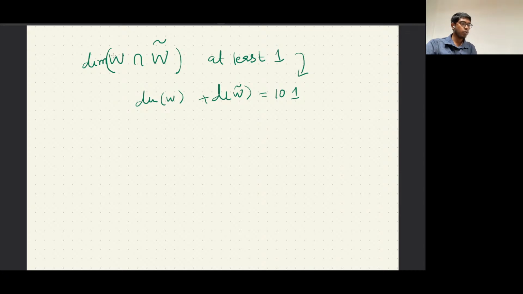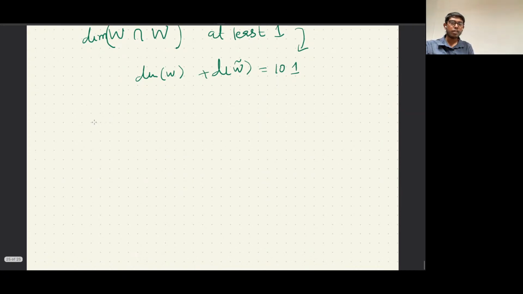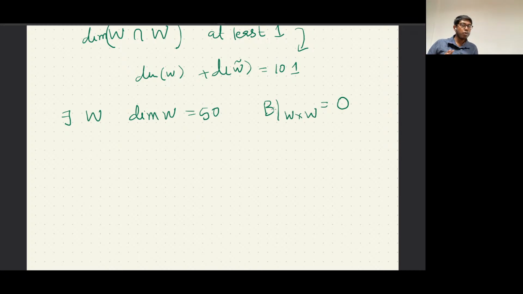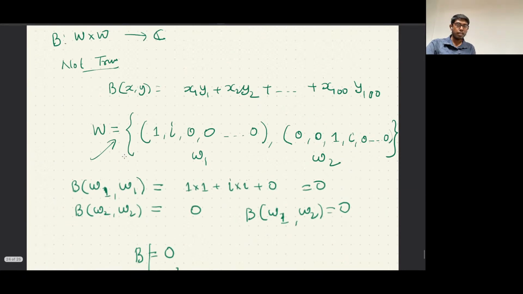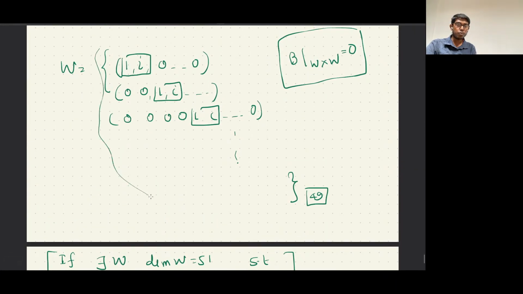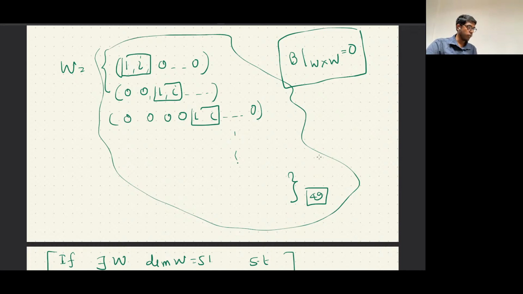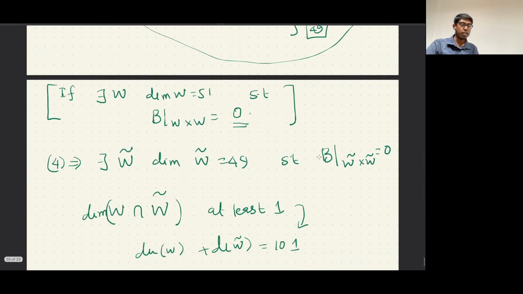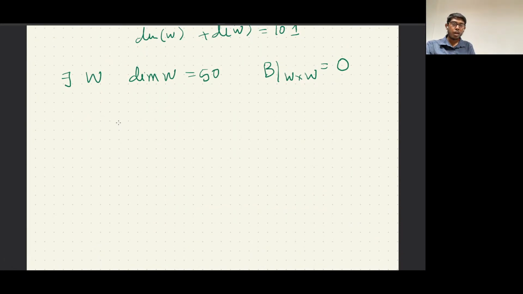Okay, fine. So what I will do, I'll not choose this 50. From the previous thing, I know that there exists a W such that the dimension of W is 50 and B restricted to W cross W is 0. As I told, I can choose this to be 50, but since 49 is required, I'm choosing 49. So I can always choose 50. Now the dimension of W intersection W tilde equals 1.